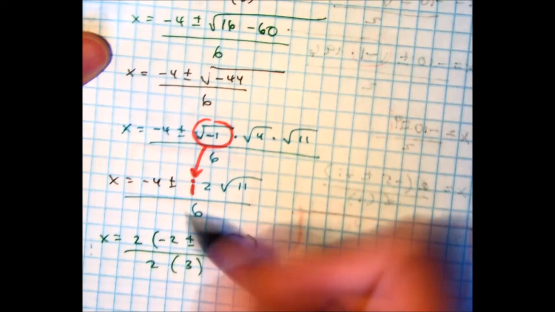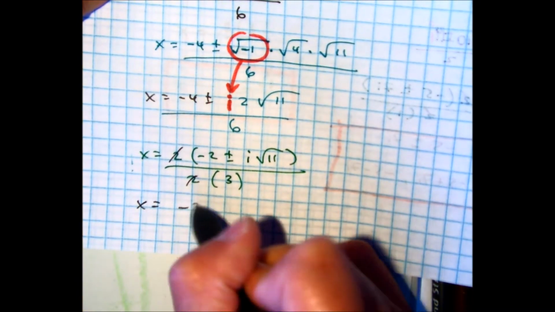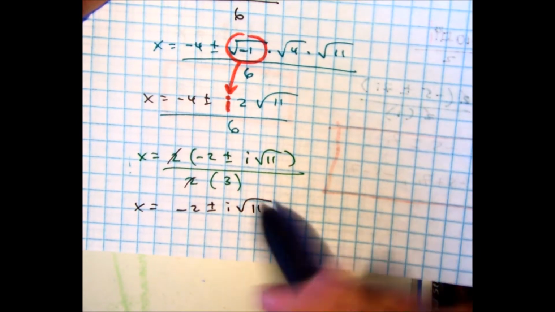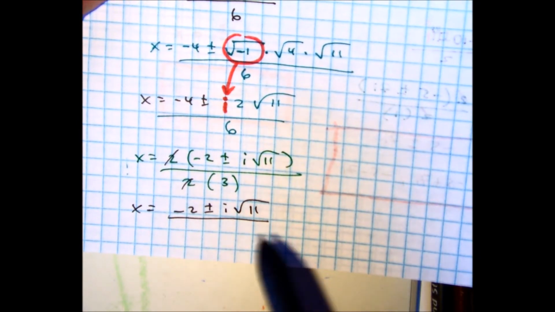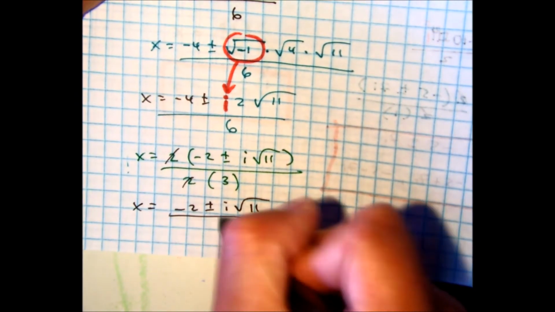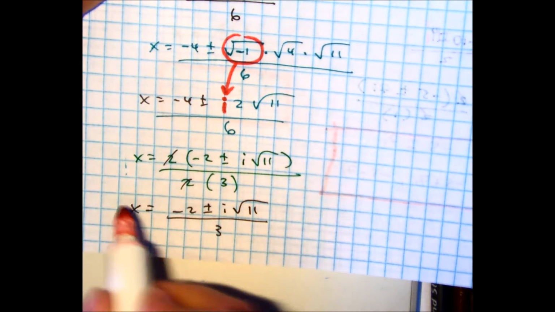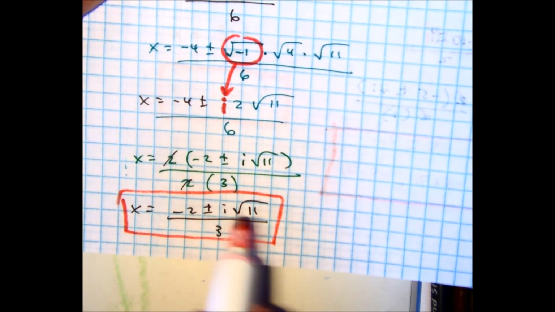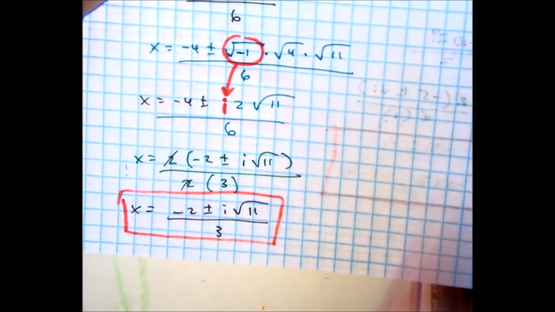And the reason why I did that is so I can cancel my 2's. My answer is x equals negative 2 plus or minus i radical 11 over 3. Some people put the i behind the radical. Just make sure that the i is not inside the radical. And this would be our answer. Remember, you have two solutions there: negative 2 plus i radical 11 over 3 and negative 2 minus i radical 11 over 3.